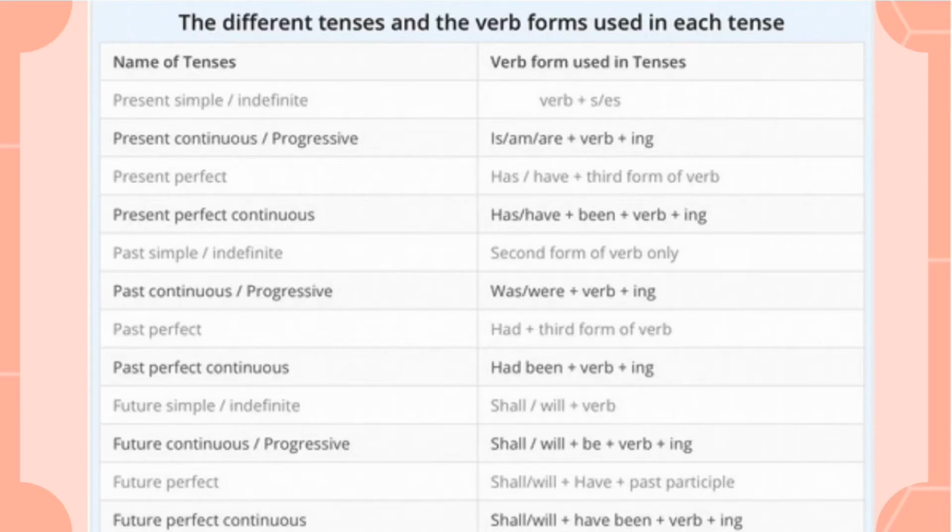In simple future or future indefinite, we use shall or will plus the first form of the verb. In future continuous or future progressive, we'll use shall or will plus be plus the first form of the verb plus ing. In future perfect, we will use shall or will plus have plus past participle, that is the third form of the verb. With future perfect continuous, we will use shall or will plus have been plus the first form of the verb plus ing. So this was an overview of verb forms used in tenses.